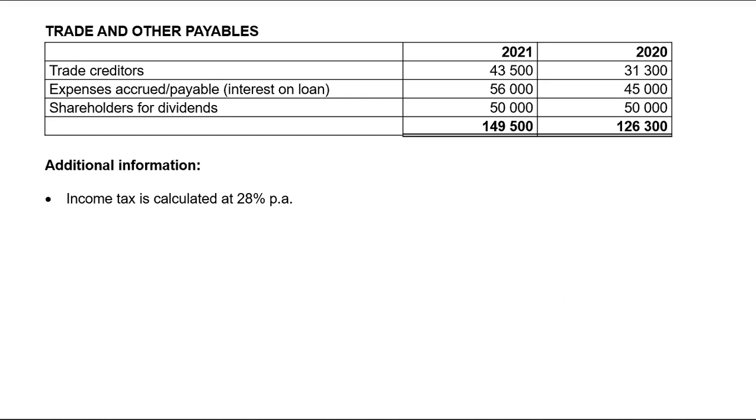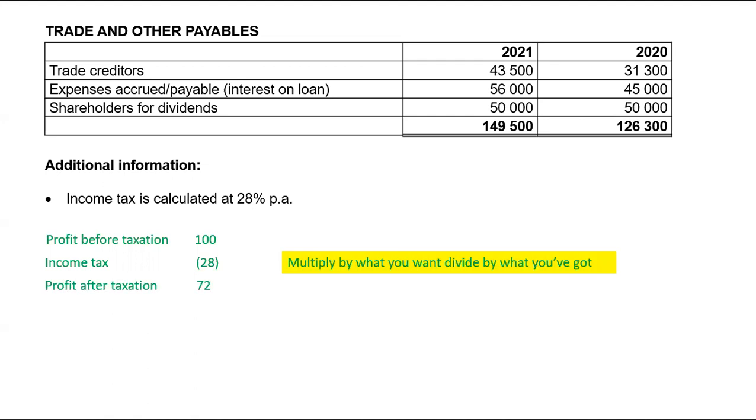Remember, we were given profit before tax. So all you have to do once you know the percentage, you will have to say profit before tax is at 100 and your tax rate is at 28%. Now, profit after tax will be 72%. Multiply by what you want, divide by what you've got.